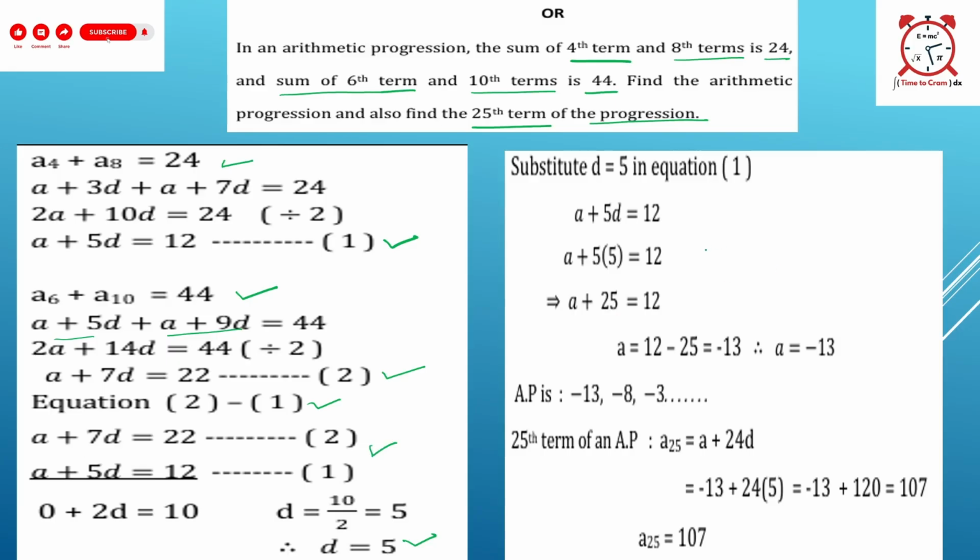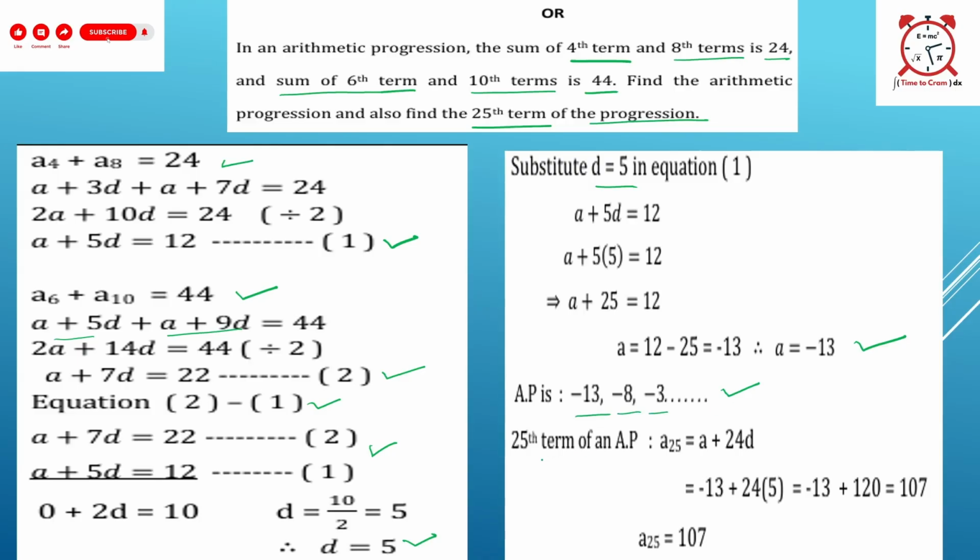Now after finding d, take any equation and substitute the value of d equal to 5 in the equation. Then we will have the value of a equal to minus 13. So after getting the value of a and d, we will make the AP as minus 13, minus 8, minus 3, and so on up to infinity.